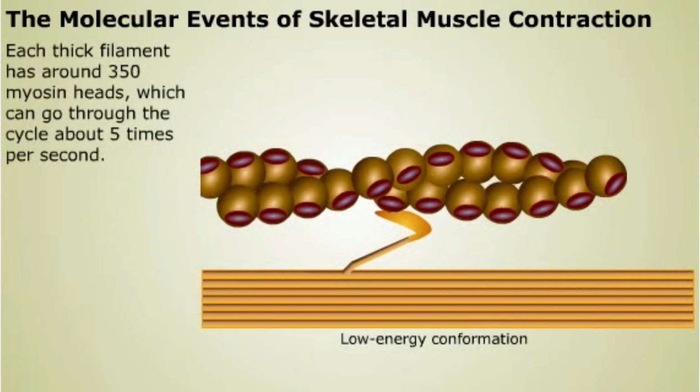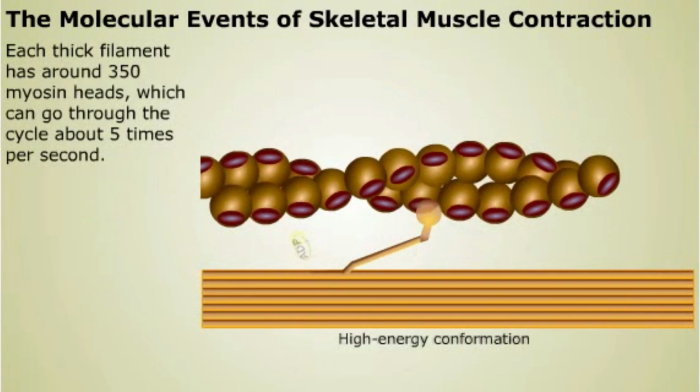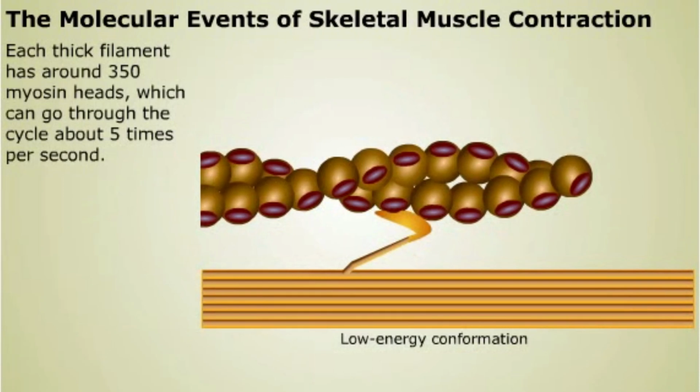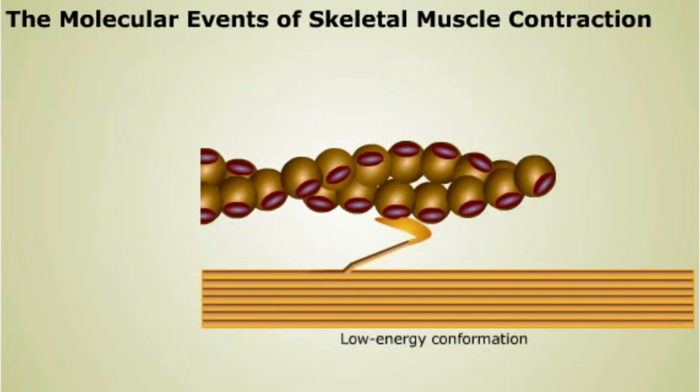Each thick filament has around 350 myosin heads, and each one can go through this cycle about 5 times per second. Therefore, the filaments can move past each other quite rapidly. A skeletal muscle cell stores enough ATP for only a few contractions.